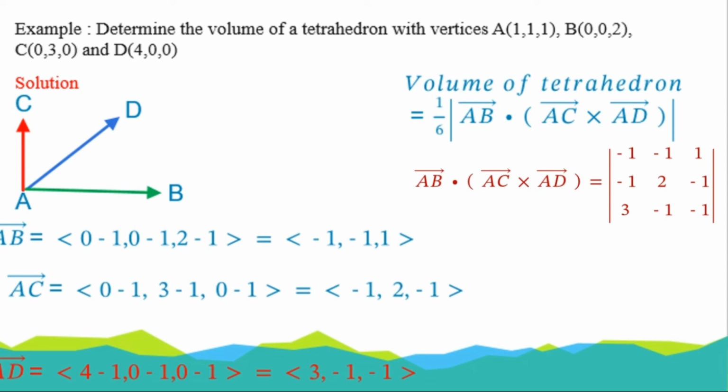As you can observe, the first row will be -1, -1, 1. The second row will be the components of AC, which is -1, 2, -1, and the third row will be the components of AD, which are 3, -1, -1. So when we get the determinant of this matrix, what we shall end up with will be a scalar.